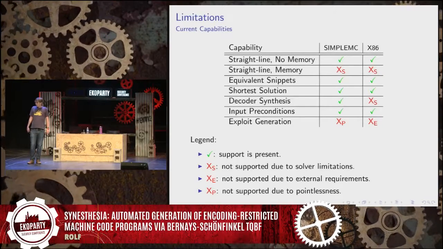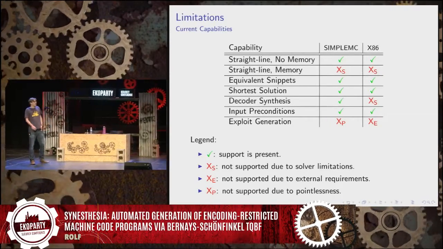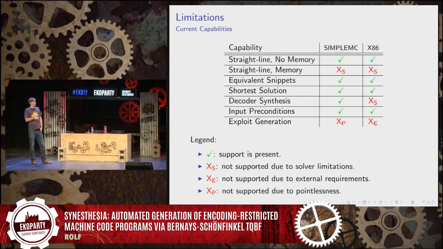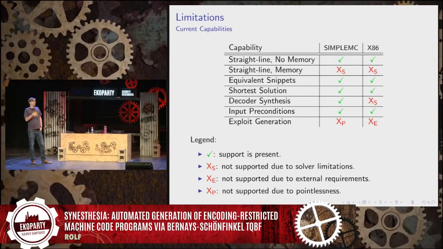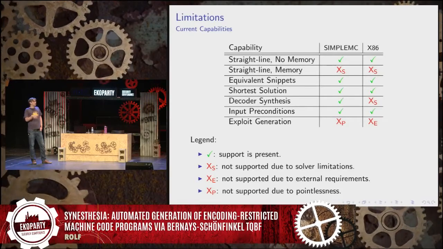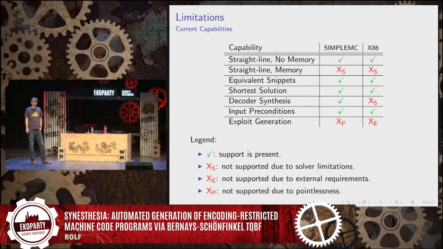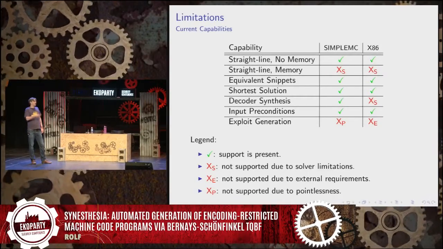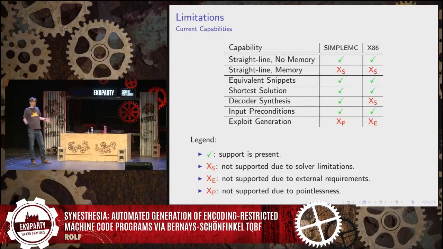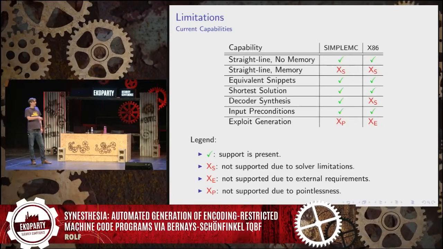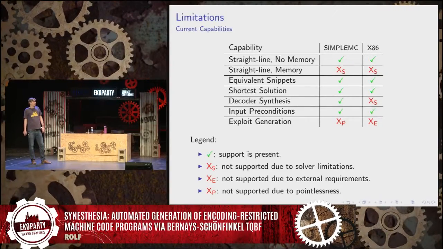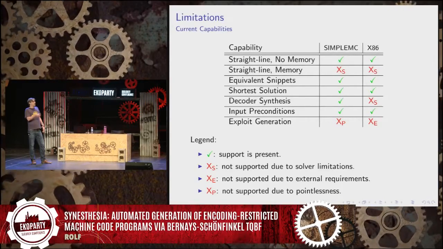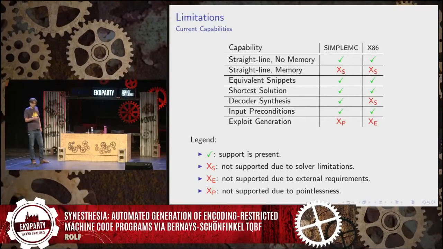So at present, here's what works and what doesn't. We can do straight line code for simple MC and x86. Synthesize equivalent snippets for simple MC and x86, and find the shortest solutions for both. Decoder synthesis works in simple MC because I hacked it up in order to add fake memory access instructions. But it didn't work in x86 because I didn't want to hack it up and add fake instructions. That's just ridiculous. I didn't talk about input preconditions, but that works on both. Memory operations don't work. And there's no integration with exploit generation, which is something else I talked about but didn't get to.